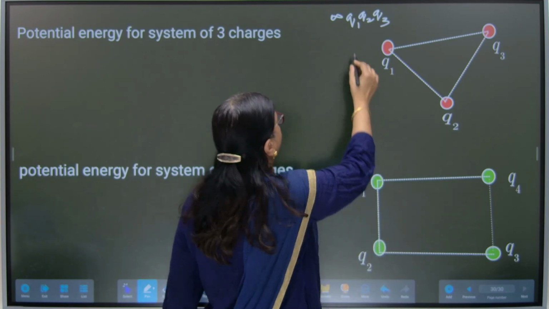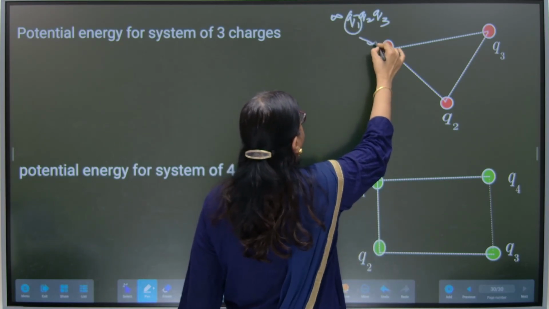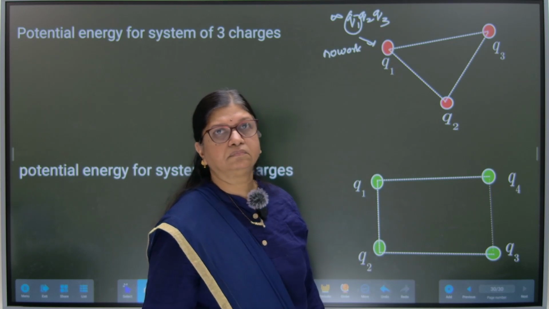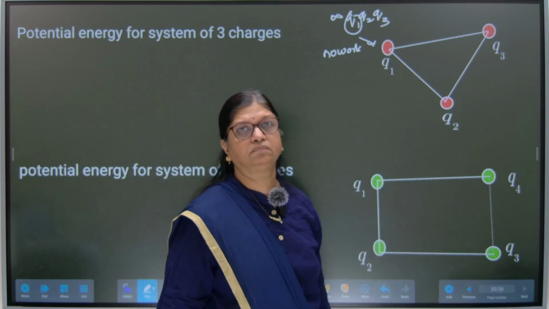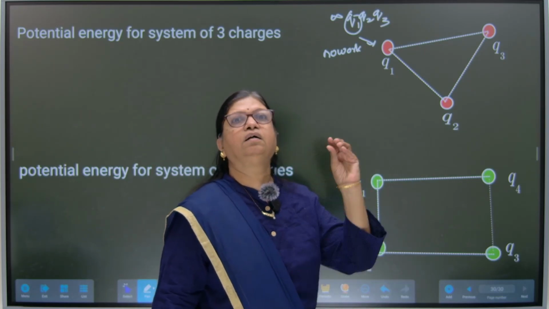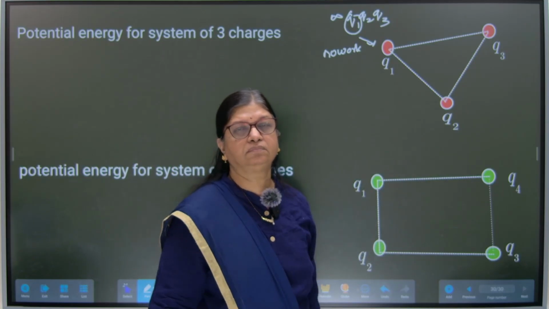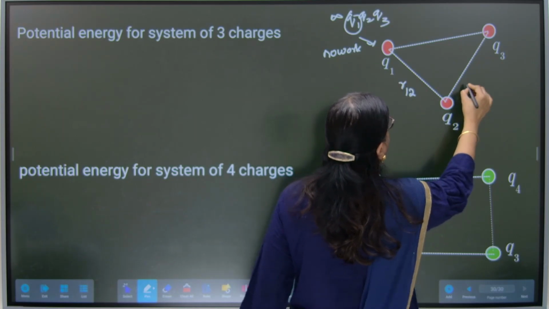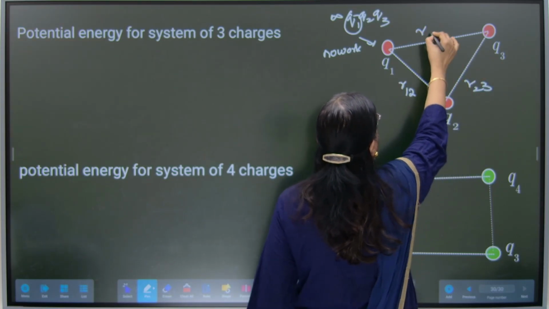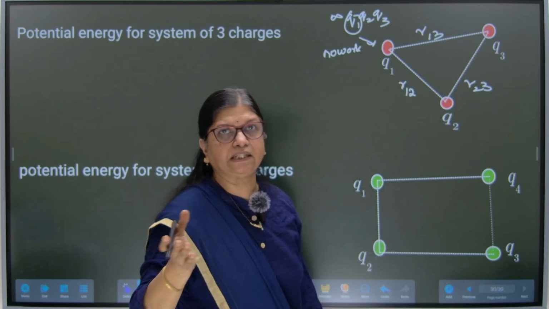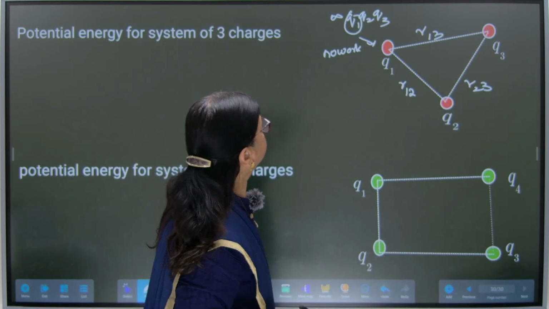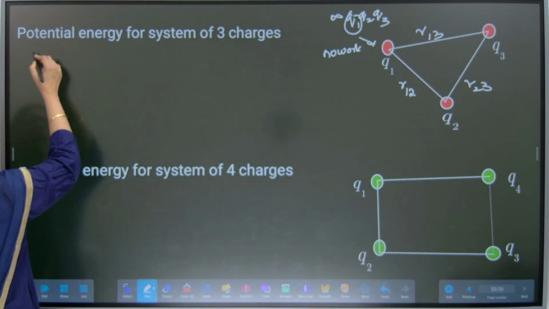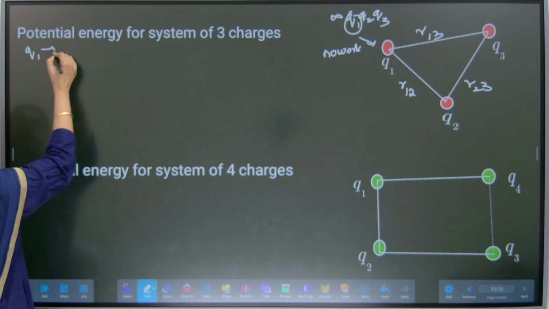So while bringing Q1, no work. Agreed? But after coming to this position, it will produce its own potential. Agreed? Okay. So let me name these as R12, R23 and R13. These are the distances between the respective charges as I have named them Q1, Q2, Q3. Okay. So while bringing the first charge Q1, no work.